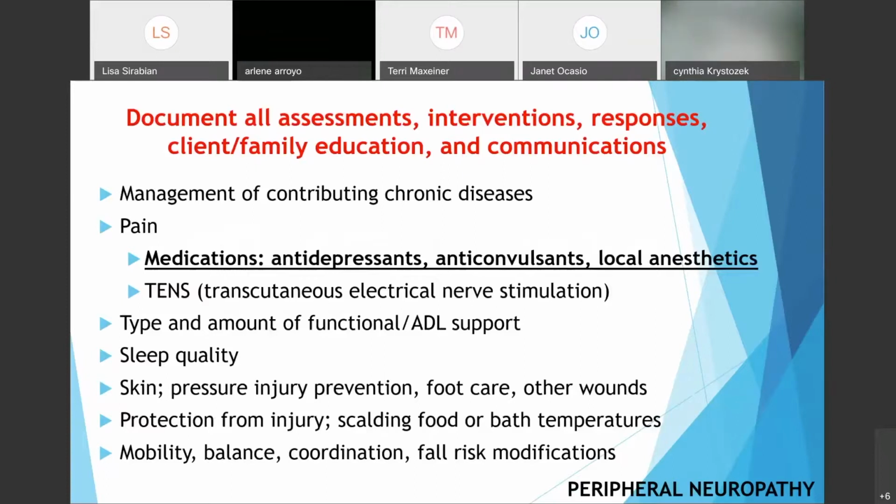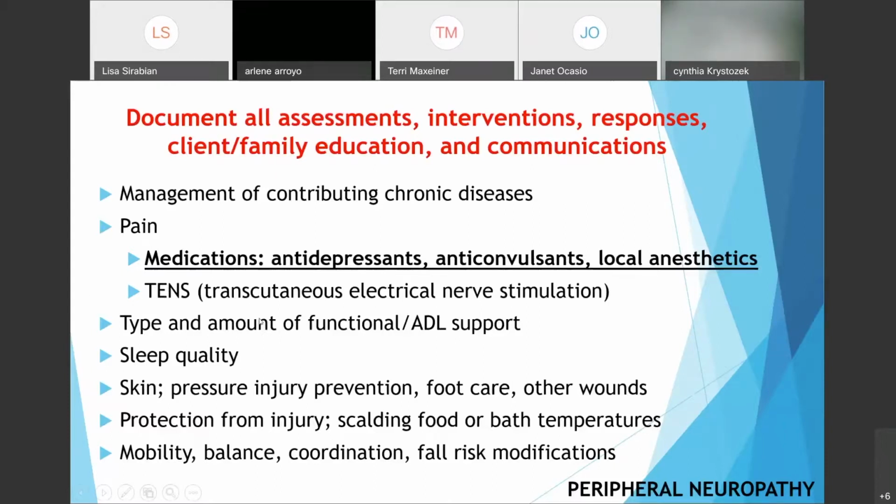So anytime we're managing the contributing chronic diseases, we're managing the peripheral neuropathy, management of that pain. Oftentimes they're using antidepressants, anticonvulsants in terms of medication therapy, also local anesthetics. We see a lot of lidocaine patches that seem to be helpful. TENS units. So this is that electrical nerve stimulation. The oddity of the fact that stimulating the nerves can be helpful is interesting. And of course, pain management isn't just about medications, it's also about all of our non-drug interventions as well.